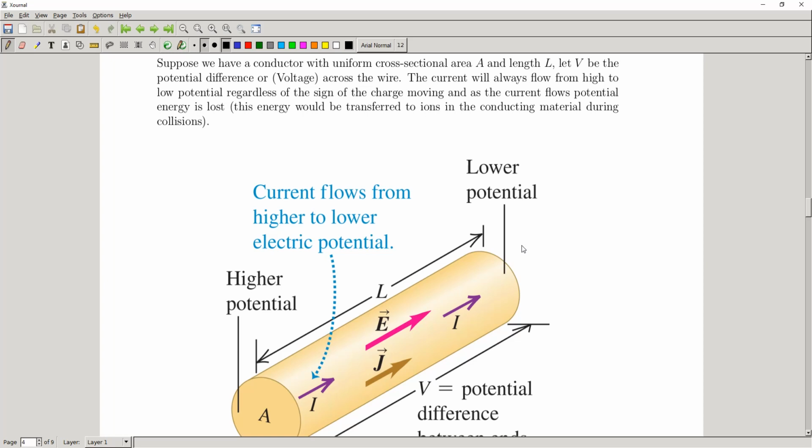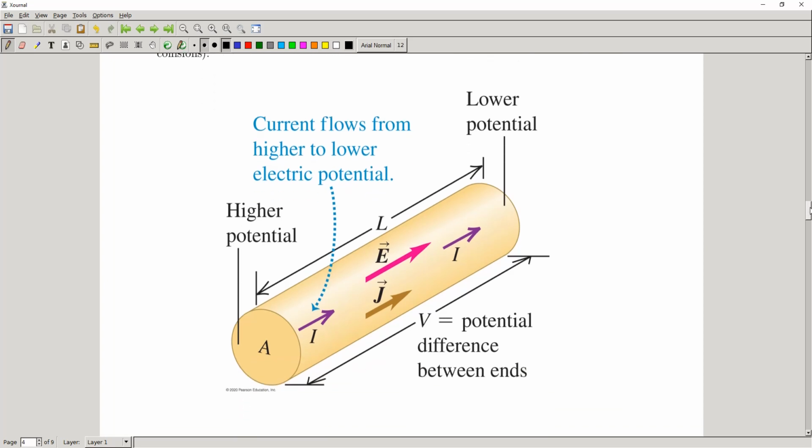We're also going to have energy lost. As this current is moving from our high potential to our low potential, there's going to be some energy lost, and this energy is transferred to ions in the conducting material as there are collisions of our current moving through this conductor. So it's clearly not a perfect conductor. It doesn't have zero resistivity. There's going to be some resistance for this current going through, and as there's this resistance, we're going to have this energy being transferred by collisions with ions in the material.